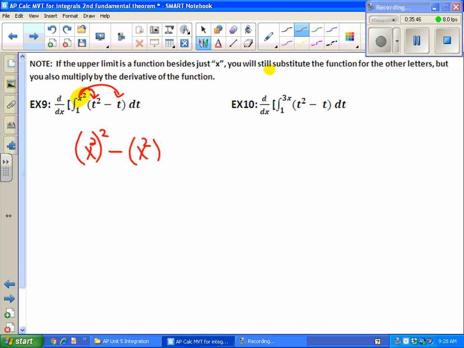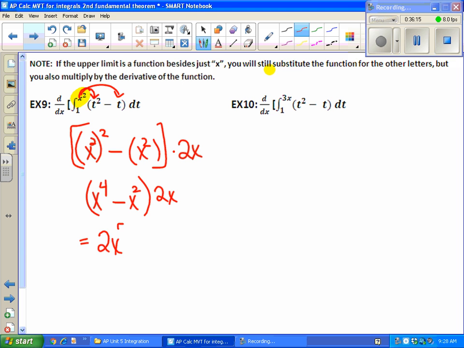What used to be t squared minus t is now x squared squared minus x squared. Now we also have to multiply by what? The derivative of the function, which is the upper limit. So what's the derivative of x squared? 2x, right? So let's just resolve this. I have x to the fourth minus x squared. Multiply that by 2x. Final answer is 2x to the fifth minus 2x to the third. So there's a little bit of a tweak. As long as it's just an x, you just substitute in an x. But if it's anything else, you have to go ahead and multiply by that derivative.